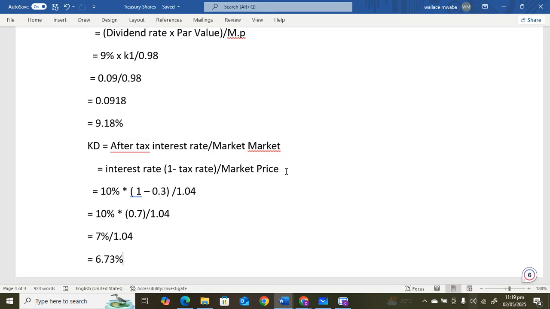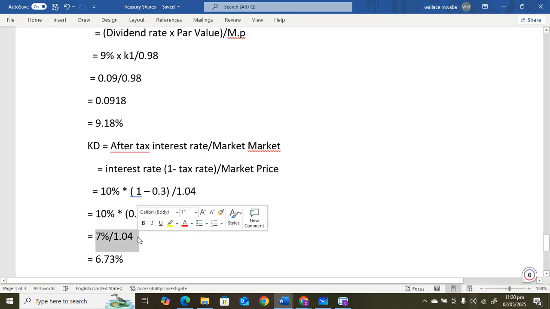Now, as I said, even this 7% you can convert into a decimal. When you divide, you get 0.0673, and that decimal you need to convert back into a percentage. So to make life easy and to save time in the exam, we just leave the percentage as it is.